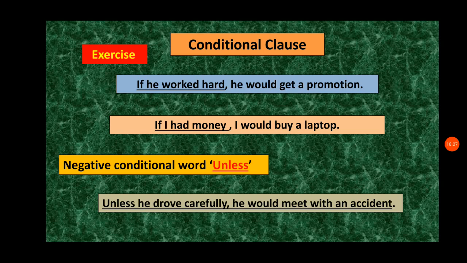Next we can see the negative condition. Unless he drove carefully he would meet with an accident. So he did not meet with an accident, and that is the meaning. He drove carefully. So he did not meet with an accident. Unless he drove carefully, he would meet with an accident.